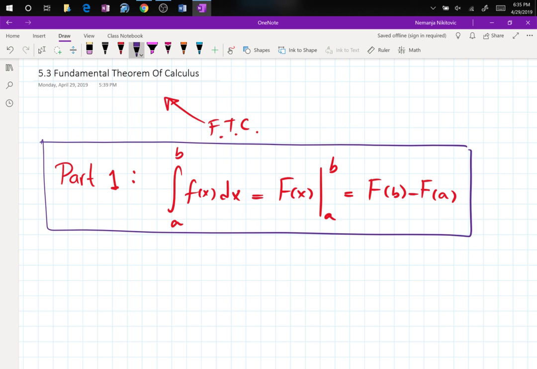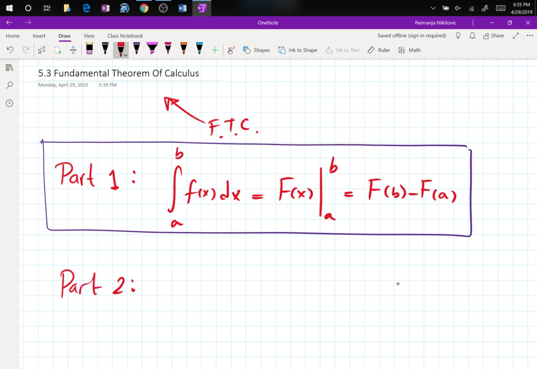We already said that it can compute area under the curve. It calculates accumulation, and I'll give a word problem eventually so you can understand that. And it's just the stuff that we did in 5.2. It's part two that we need to focus a little bit on.